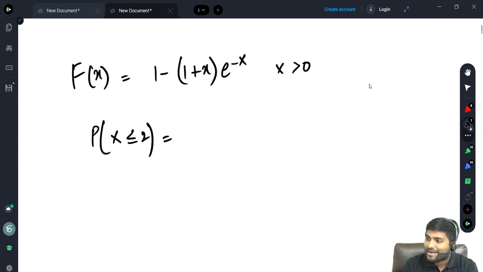Now we are doing free practice on random variable. We have done random variable. Next class we will do basic probability, summarizing data. First we will do the basics. Okay. Probability x is less than equal to 2.